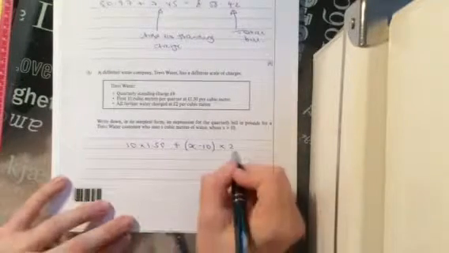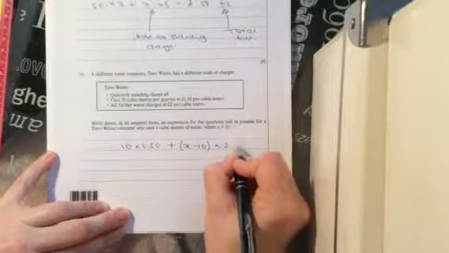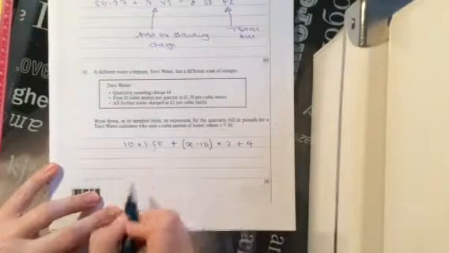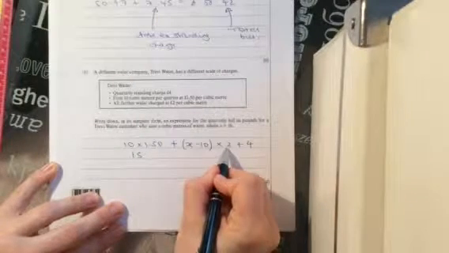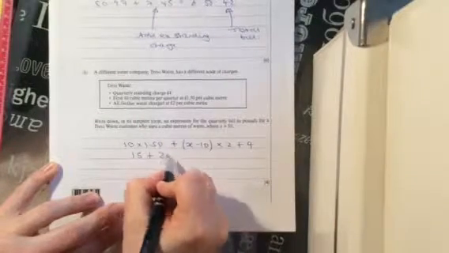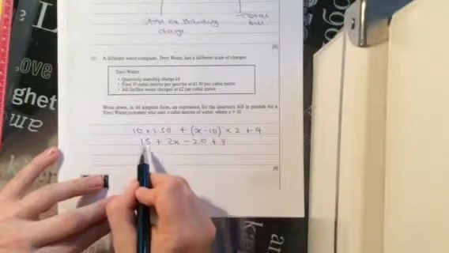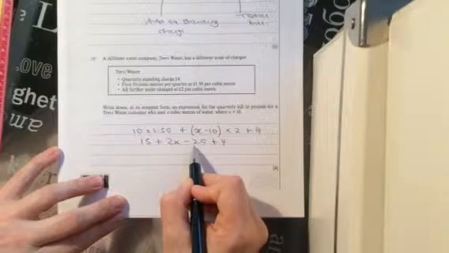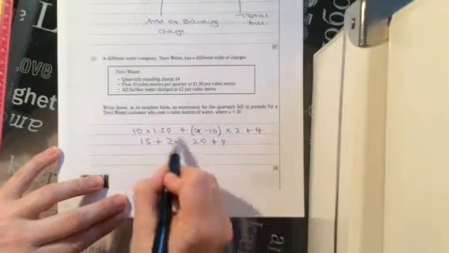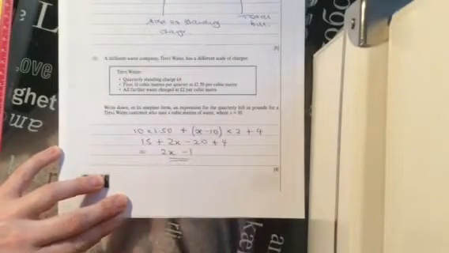I need to add on to that the cost of the first 10, and I also need to add on to that the quarterly charge, and the quarterly charge is £4. Now I need to simplify this. 10 times £1.50 is 15. I can multiply the bracket by 2, so I do 2 times x, which is 2x, 2 times minus 10, which is minus 20, and I've still got the plus 4 on the end. And now I can simplify it further. 15, take away 20 is minus 5, plus 4 is minus 1. I can't collect the 2x with anything, so that stays as it is. So I've got 2x minus 1 as my final expression.